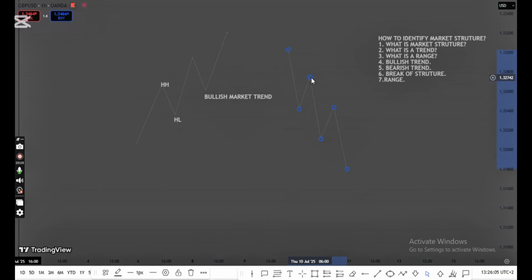So we call this a lower high right there. Let me put a text on it so that you can take your notes too. We call that a lower high because it is the high that created the bearish price run that we see, right? So this is called the lower low because we are in a bearish market trend.